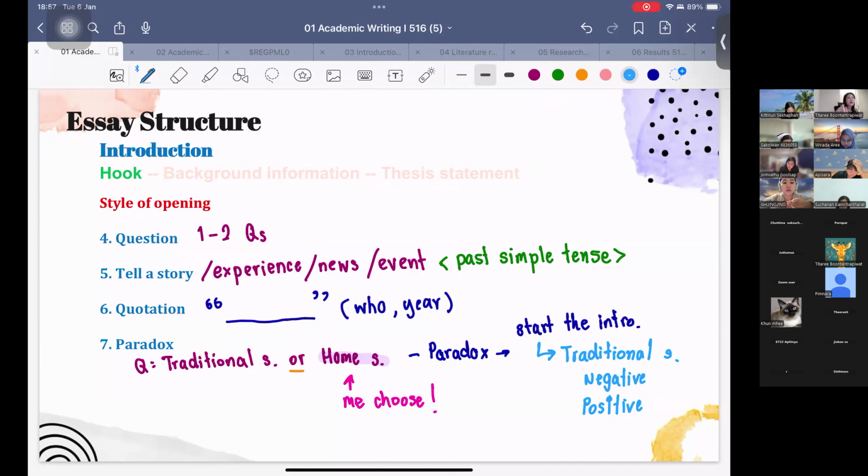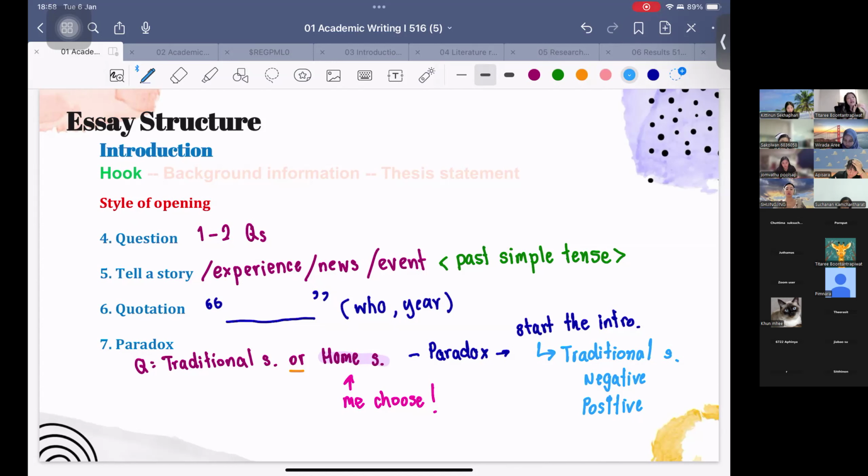Another way which is probably interesting, and can be applied in any type of writing, is that you might see this in research writing, but not that much. Start off your writing in the intro by telling a story, talking about an experience, or starting off with the news or some event that happened to the world or to the countries. That's okay.